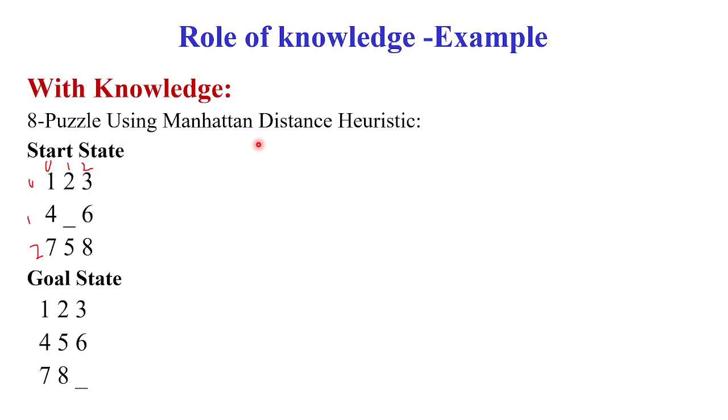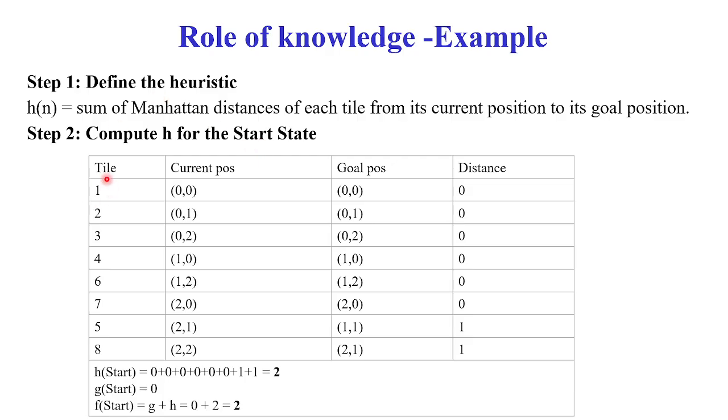So you want to take this initial position, you are having a blank at the middle. If you take tile 1, it is at position 0, 0, its goal is 0, 0, the distance is 0. If you take tile 2, it is at row 0, column 1. In goal also it is at row 0, column 1. So distance is 0. If you take tile 3, row 0, column 2, in goal also row 0, column 2, distance is 0.